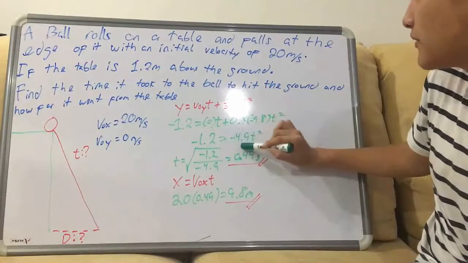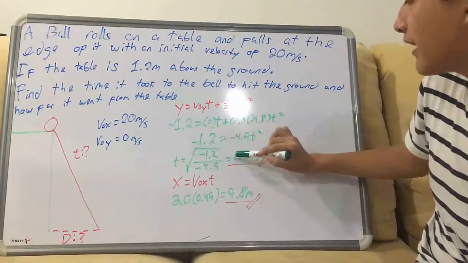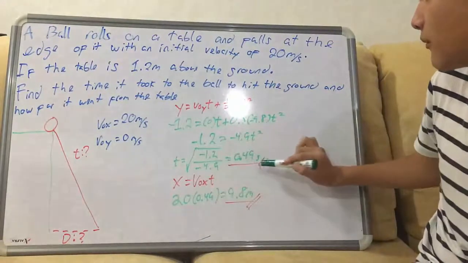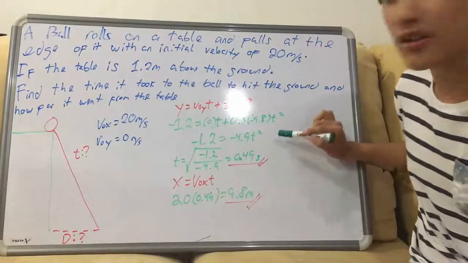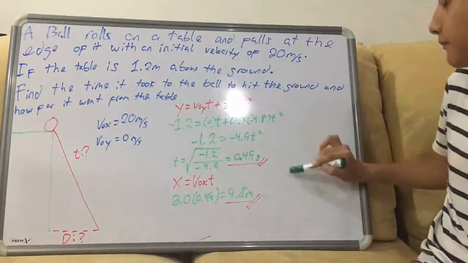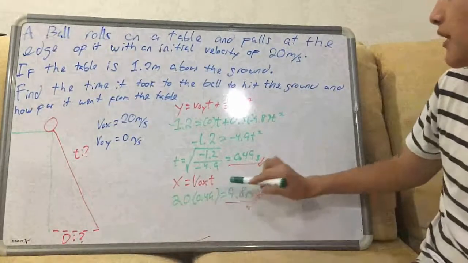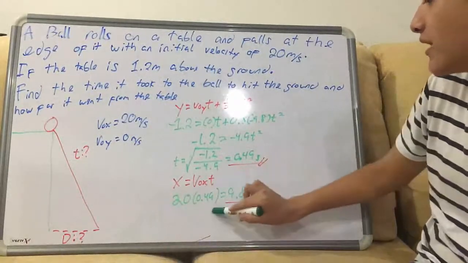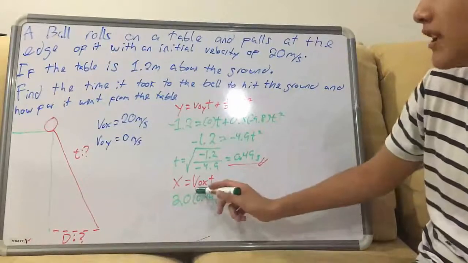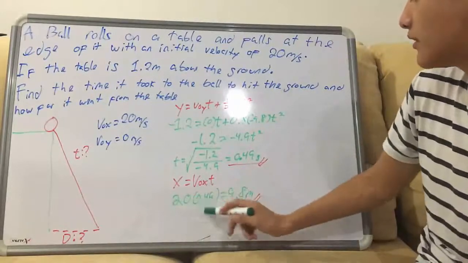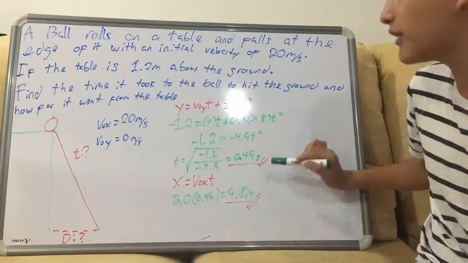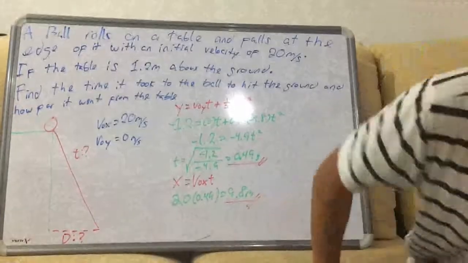So this one is multiplying, so we're going to pass it dividing, and then we're going to take the square root, and it will give us 0.49 seconds. And this is how we get the time. And now we just have to get the distance with this formula. Since we know the time and the velocity, it's pretty easy. We just multiply this and we'll get 9.8 meters. And that's it.